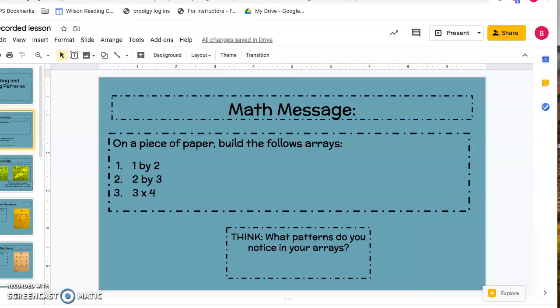On a piece of paper, build the following arrays: a 1 by 2 array, a 2 by 3 array, and a 3 by 4 array. Once you build those arrays, I want you to think, what patterns do you notice in your arrays? Pause the video and try to build these arrays. Once you're done, press play.